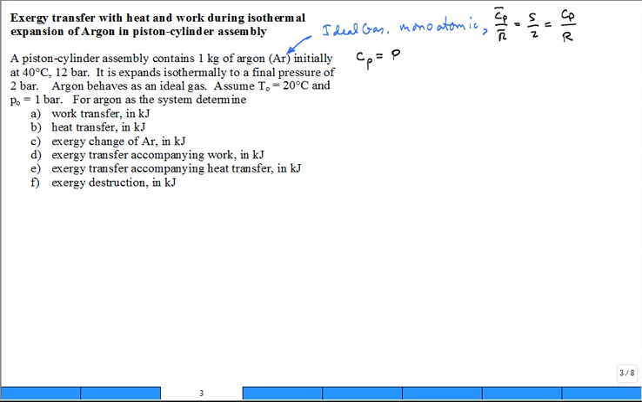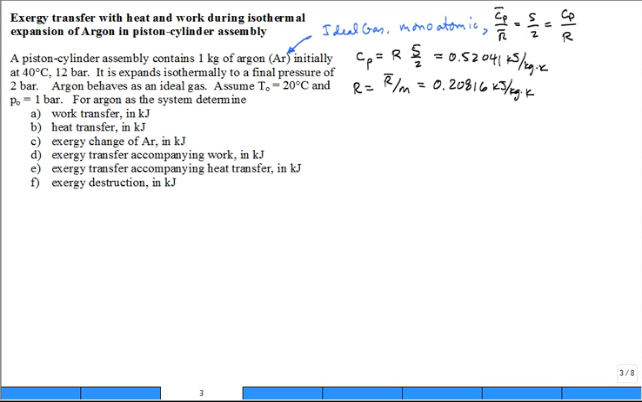It's just going to be R times 5/2. What is R? R bar divided by the molar mass. You look up the molar mass, it's around 40 for argon, and we get R of 0.20816 kilojoules per kilogram Kelvin. We can calculate then, multiply by 5/2, and get the specific heat at constant pressure, 0.52041 kilojoules per kilogram Kelvin.